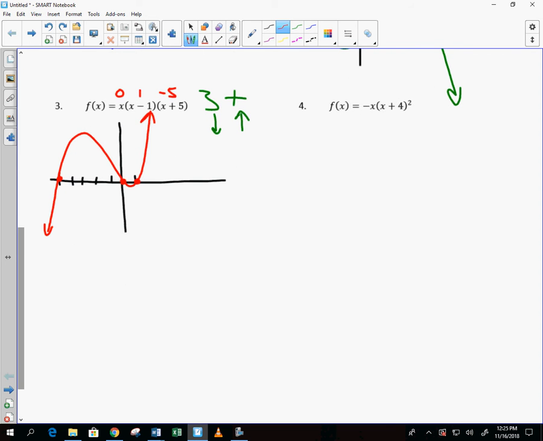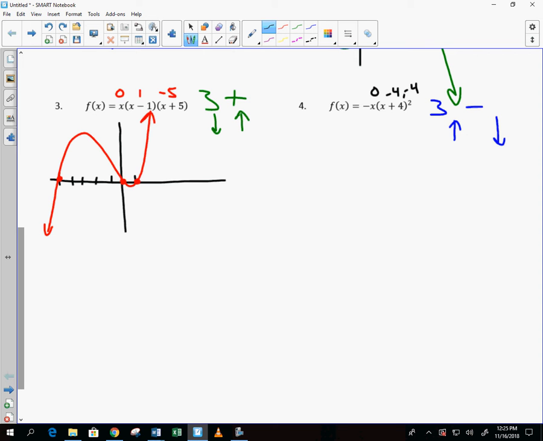What degree is this one? Third. When I square the x, it will become x squared multiplied by another x will be x cubed. Positive x cubed or negative x cubed? Negative. Ends down. Starts up. Passes through 0, negative 4, negative 4. Uh-oh. Negative 4 occurs twice.